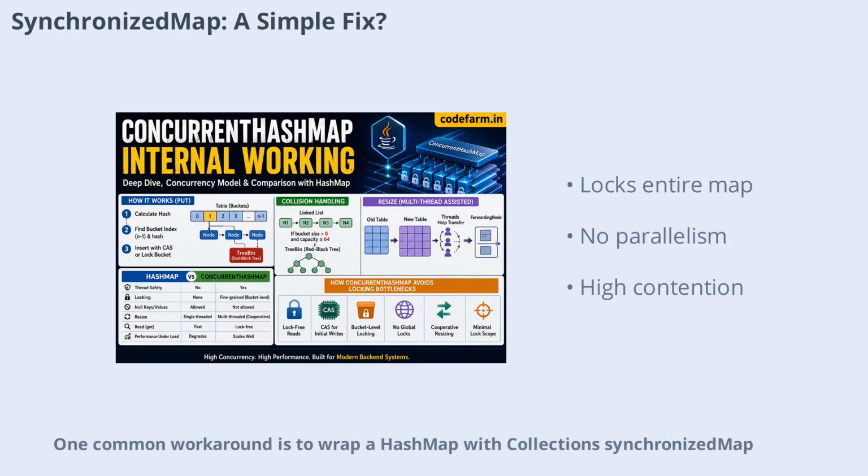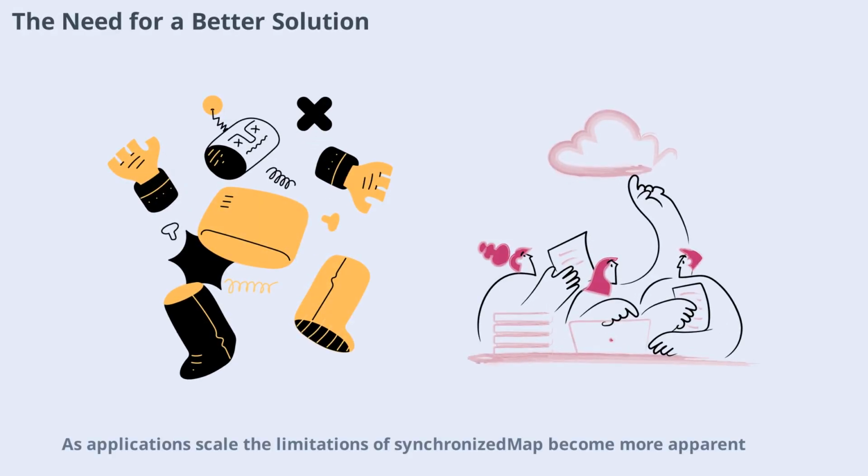One common workaround is to wrap a HashMap with Collections.synchronizedMap. This approach adds a lock around every operation, ensuring only one thread can access the map at a time. While this does make the map thread-safe, it comes at a significant cost. Every read and write operation is now serialized, eliminating any chance for parallelism. Under heavy load, this leads to high contention and performance bottlenecks, making it unsuitable for high-concurrency environments. As applications scale, the limitations of synchronized map become more apparent. Developers need a data structure that allows multiple threads to operate in parallel without sacrificing data integrity.